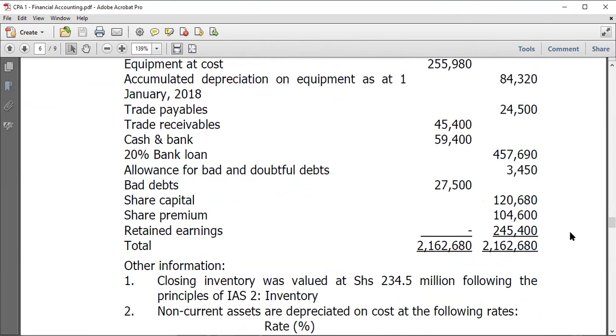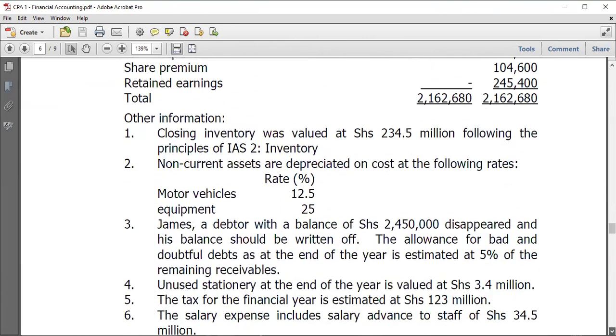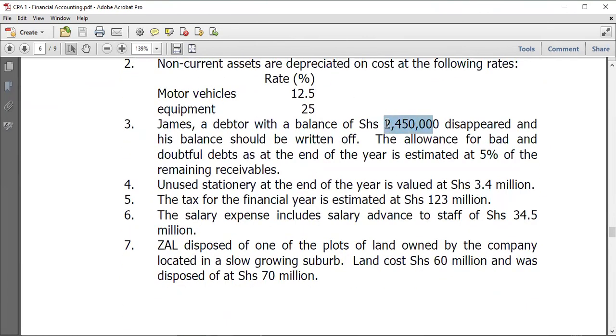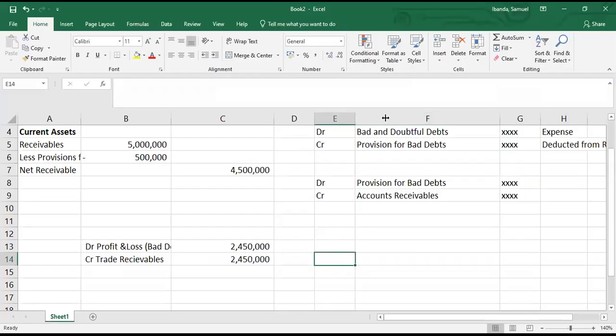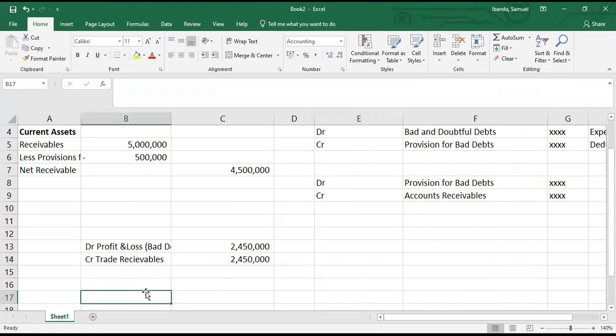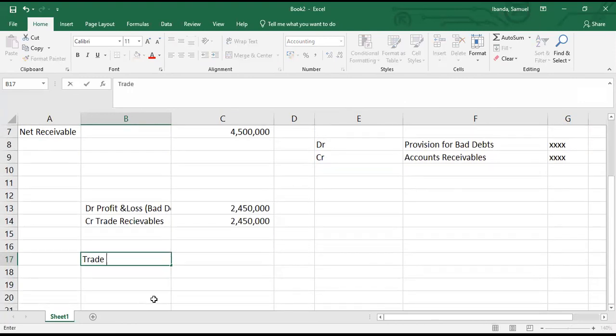45,400. So of the 45,400, we are writing off this value. And then for what remains, they are saying an allowance of 5% has to be made. So what we can basically do, we can even do a ledger. Okay, not a ledger, but we can say, as per the trial balance.